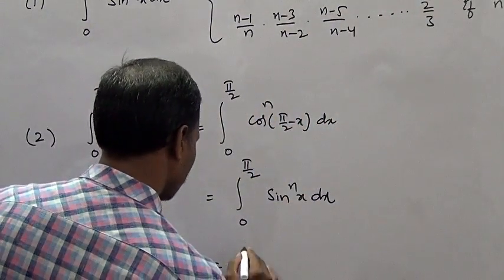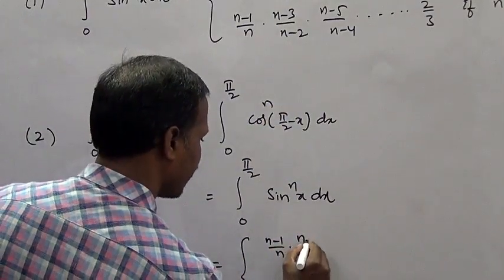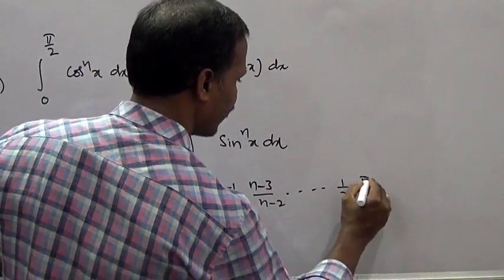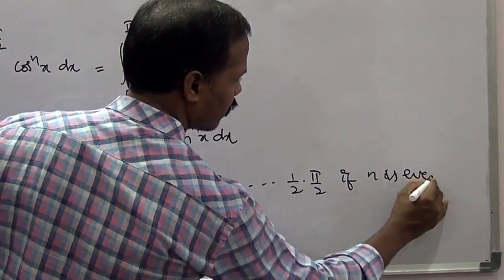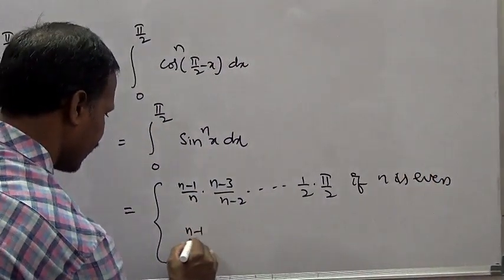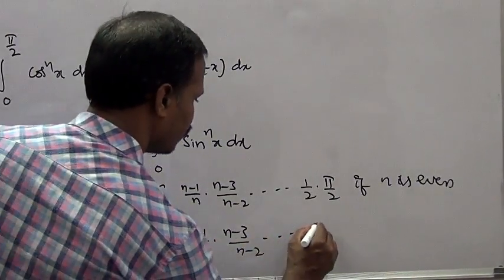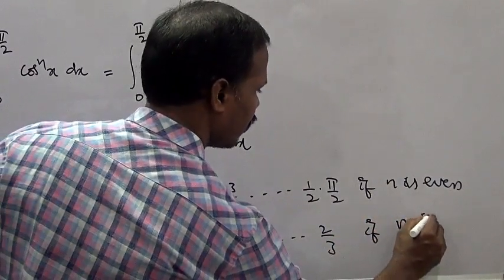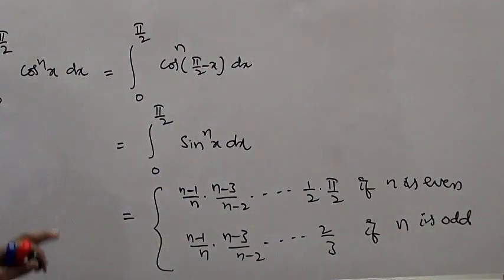So this is equal to n minus 1 by n, n minus 3 by n minus 2, and so on, 1 by 2 into pi by 2 if n is even, and n minus 1 by n, n minus 3 by n minus 2, and so on, 2 by 3 if n is odd. Now I will give one example on this.